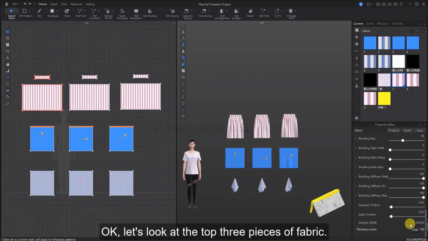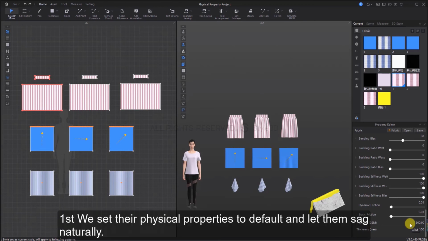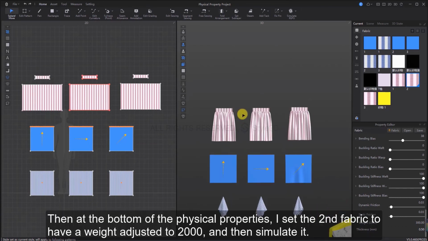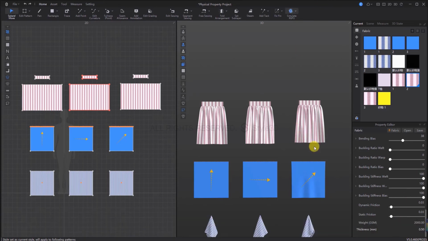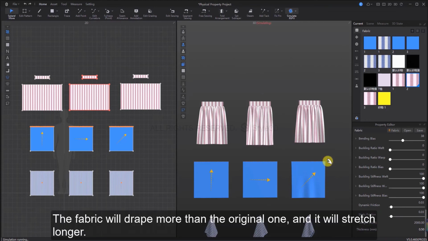Okay. Let's look at the top 3 pieces of fabric. First, we set their physical properties to default and let them sag naturally. Then, at the bottom of the physical properties, I set the second fabric to have a weight adjusted to 2000, and then simulate it. The fabric will drape more than the original one, and it will stretch longer.